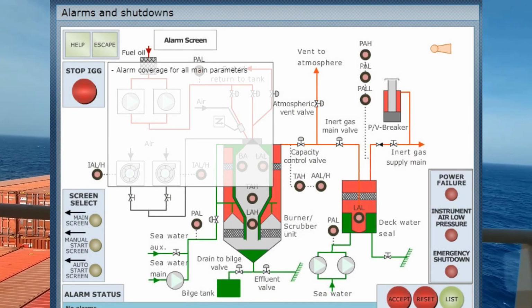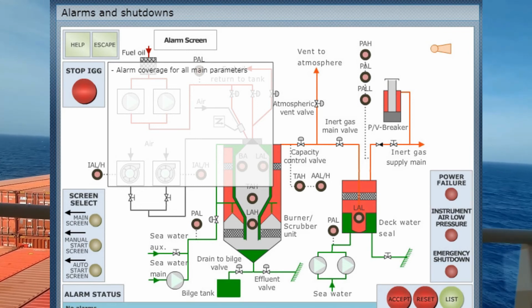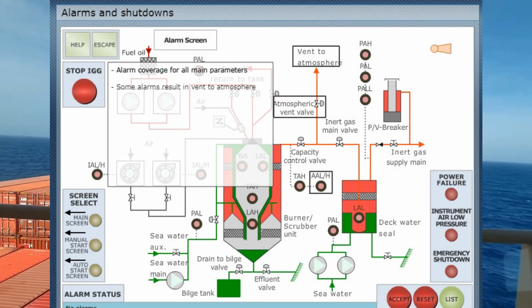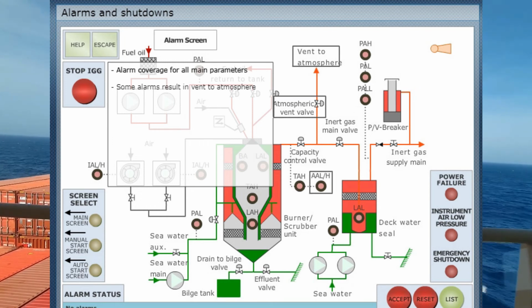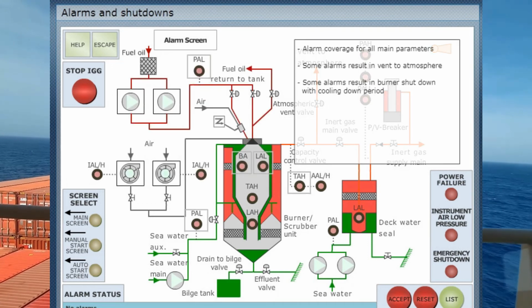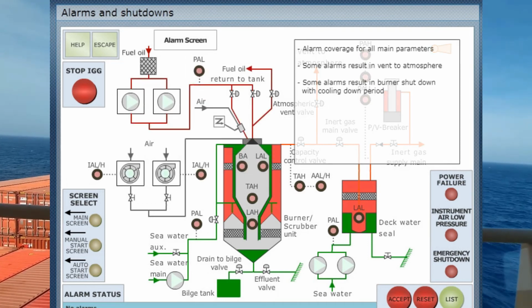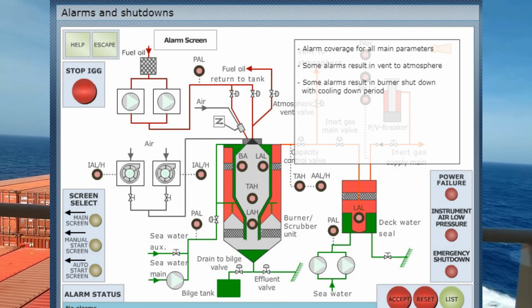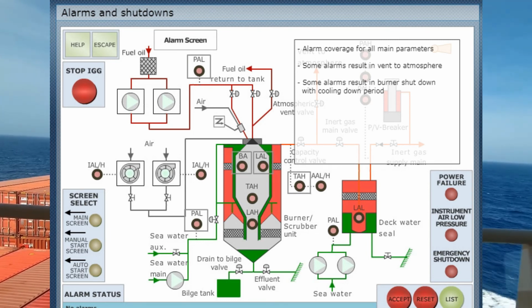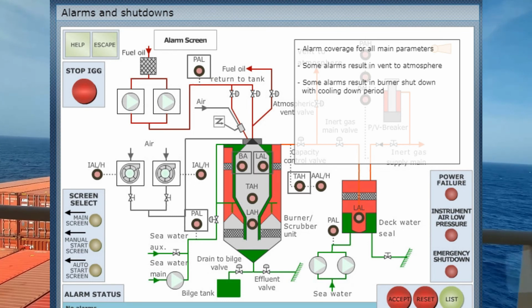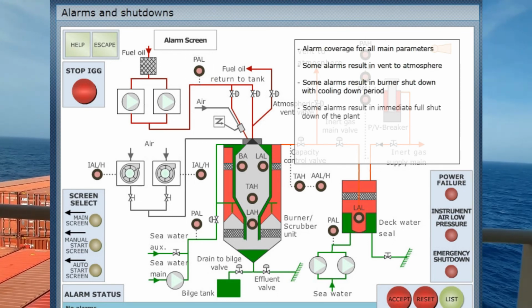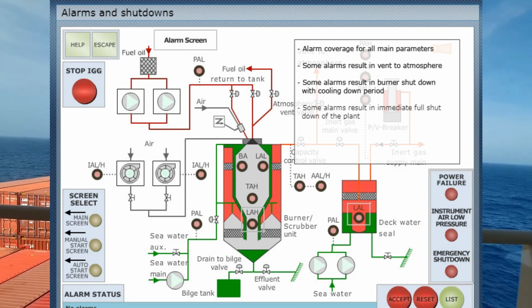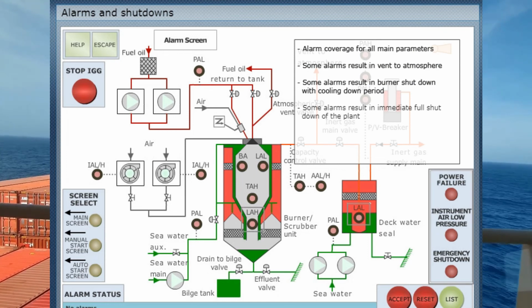All of the main operating parameters will have alarm coverage. In some cases, an alarm condition will cause the deck main valve to shut and the atmospheric vent valve to open, and the plant will continue to operate. In other cases, an alarm condition will result in shutdown of the main burner unit, with the cooling water pumps and/or blower continuing to run for a preset cooling down period. Other, more critical alarms will result in an immediate full shutdown of the whole plant.